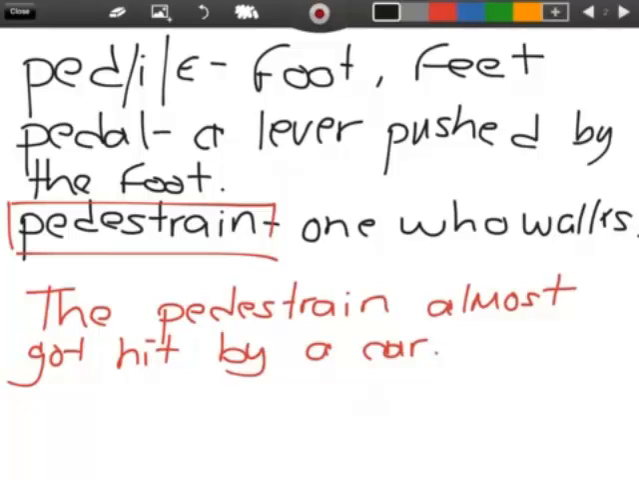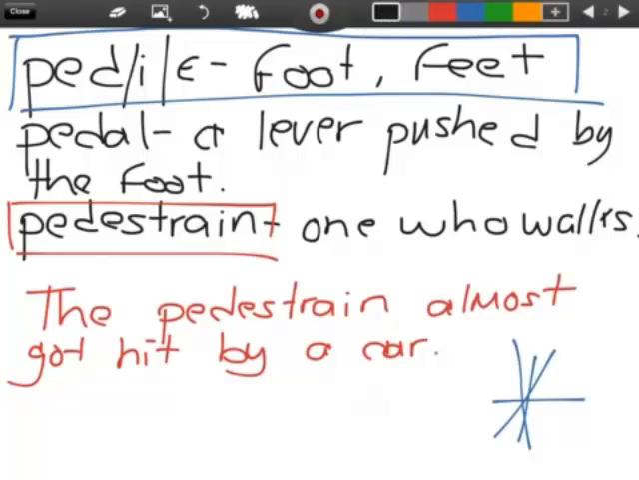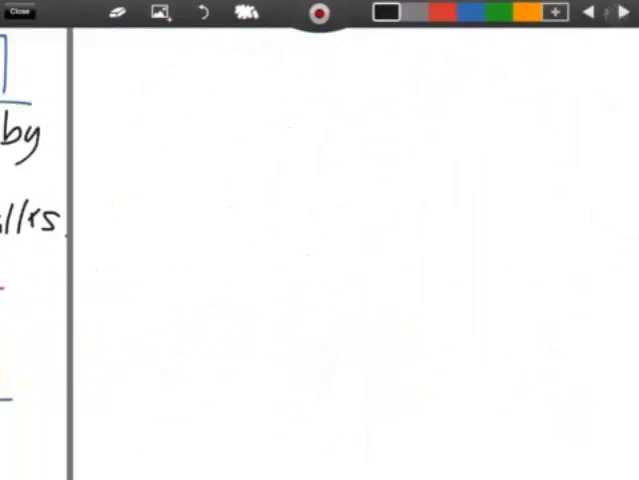This is an important root, you guys, so I'm going to put a star here. And I'm going to underline this, or put it in a box, just for you to know. Moving on to our next root.